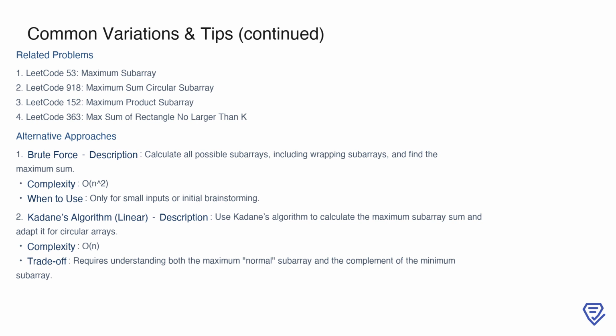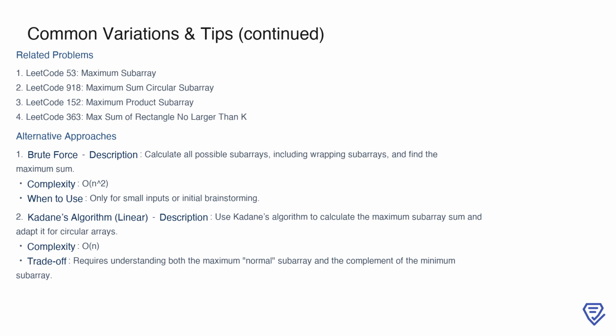Now let's discuss alternative approaches. The brute force method involves calculating all possible subarrays, including those that wrap around, to find the maximum sum. While this approach is straightforward, it has a time complexity of O(n²), and is only practical for small inputs or initial brainstorming. A more efficient approach is Kadane's algorithm for linear arrays, which can be adapted for circular arrays.